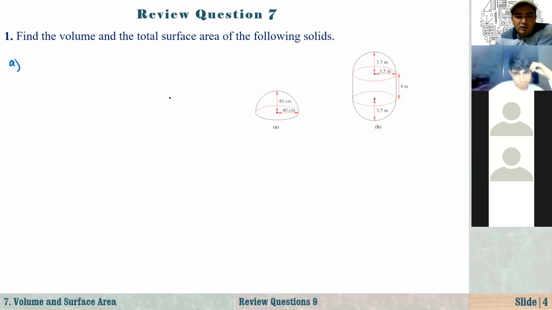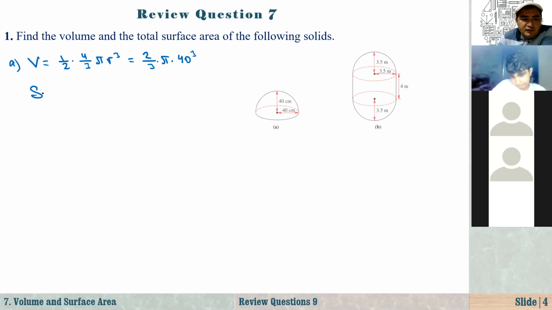Question A, volume. What is the volume? Volume is just half of the sphere. So that's equal to 1/2 times 4/3 pi r cubed. So that's equal to 2/3 times pi times r, what is r? r is equal to 40. So here we have 40 cubed. And now you can evaluate this. And how about the surface area?